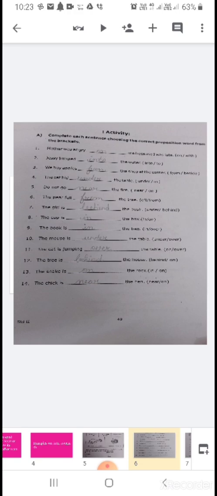13th is the snake is dash the rock. The snake is on the rock. 14th is the chick is dash the hen. The chick is near the hen.